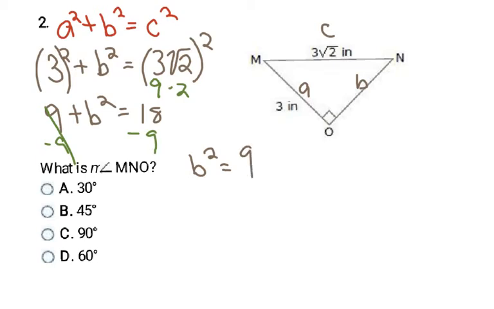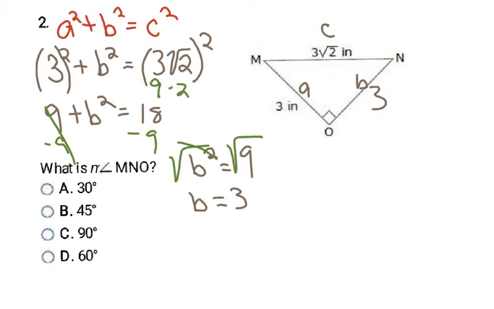And then that's what b squared equals. So to get rid of that squared, I have to take the square root of both sides. And then once again, the square root and the square cancel because they're opposite operations, and that leaves me with b equals, and the square root of 9 is 3. So this side here is 3.